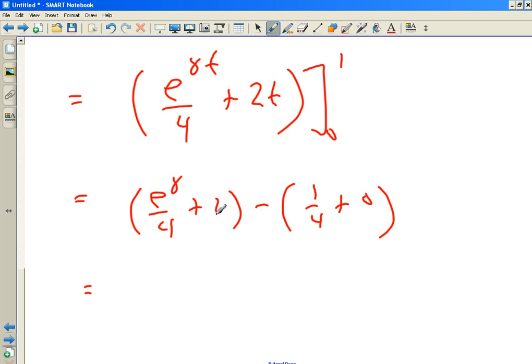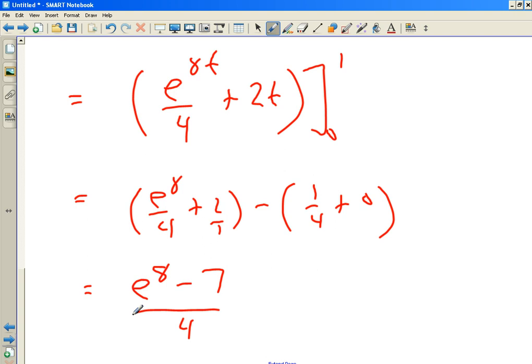So let's see, how do you subtract 2 minus 1/4? Common denominator is 4, so that's really what? 8/4 minus 1/4 is 7/4. So isn't it 8 e to the 8 minus 7 all over 4? That's it. And guess what? I don't think anyone got that answer in 78. Oh well.